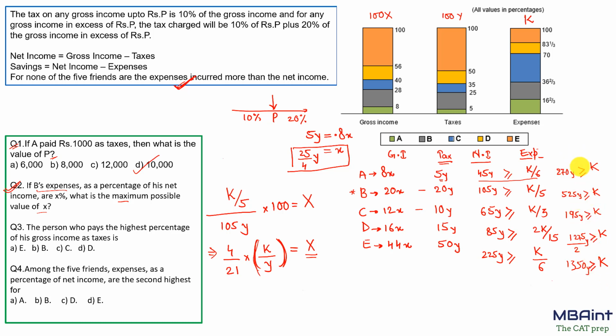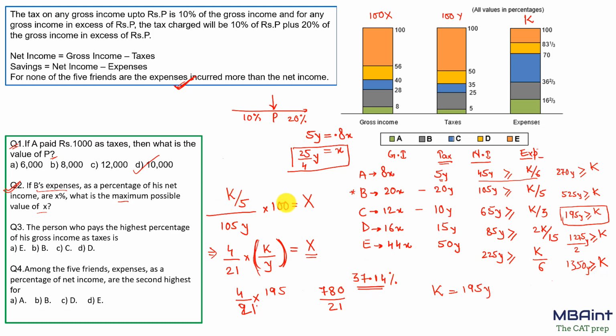According to these relations, what is the maximum value of K in terms of Y? K is less than or equal to 195y. So the maximum value of K would be 195y. Now please don't get confused that the maximum value will come from here. If I take the maximum value of K as 1350y, all of this will not be satisfied, right? So the maximum value of K will be 195y. Now if I put K equals 195y, this is nothing but 4 by 21 into 195, right? This is now easy to calculate. This is 780 by 21. So this would be the answer: the maximum value of X is 37.14.